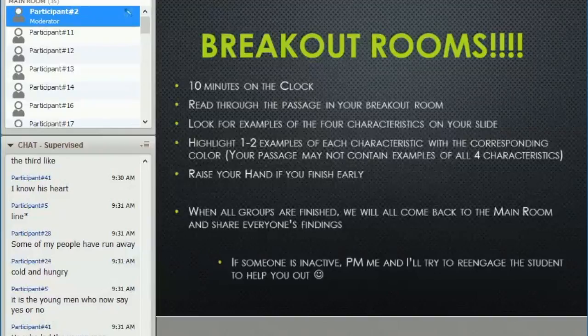Talk it out amongst your group, all 7 of you. Make sure all 7 people are participating and discuss with each other, and come to a conclusion. What 1 to 2 examples could you highlight with each color to represent each characteristic? If everyone is done before 10 minutes, then we can come back and present early. But this should take all 10 minutes. When all groups are finished, we will all come back to the main room and share everyone's findings.